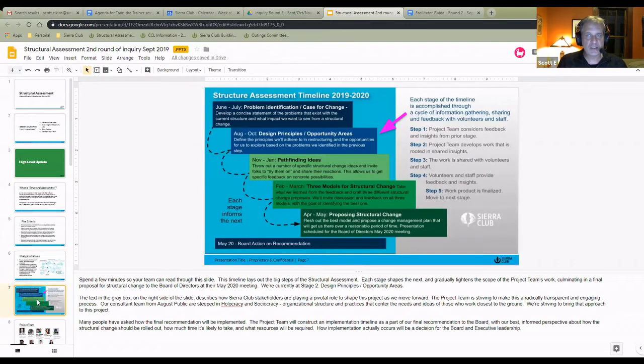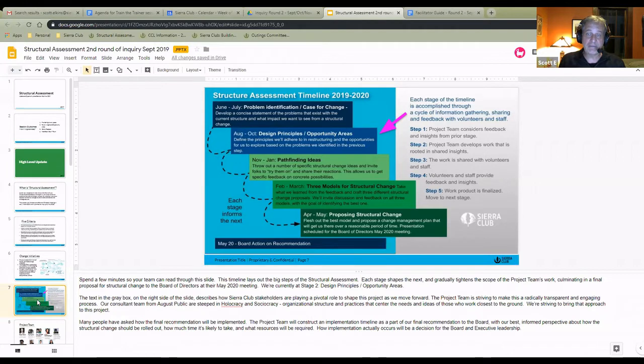Next thing, I just want to spend a little bit of time on this structural assessment timeline. That pink arrow points to the phase we're in right now. A number of you help provide information around our problem identification and case for change, and we use that information to develop the insights and the opportunity areas we're going to be talking about and we're soliciting feedback on.